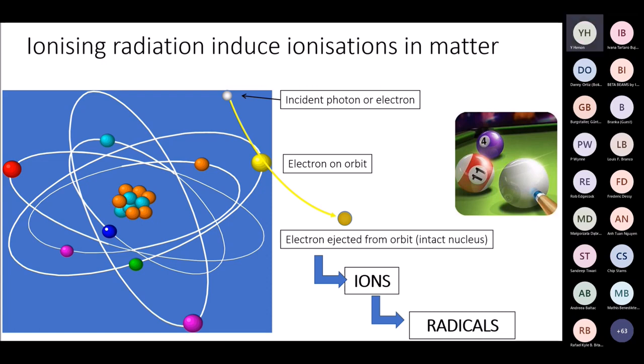At that point, the electron that is ejected will go very much like the balls on a pool table, kick other electrons and interact with matter, so forming ions, and these ions will give birth to radicals. Radicals are very reactive species, and they are responsible for the chemical effects rearrangement that will later occur.